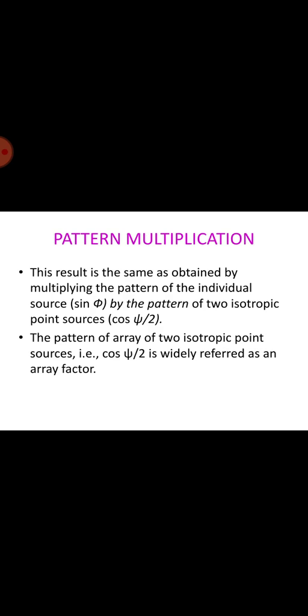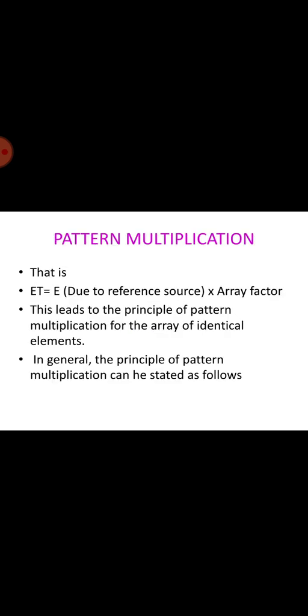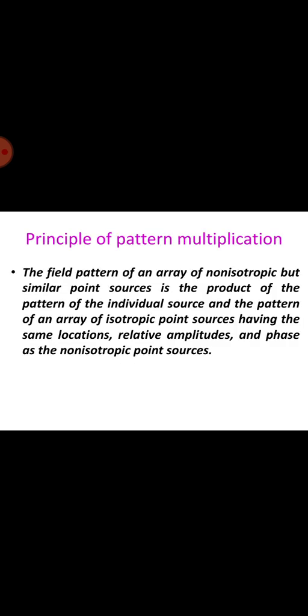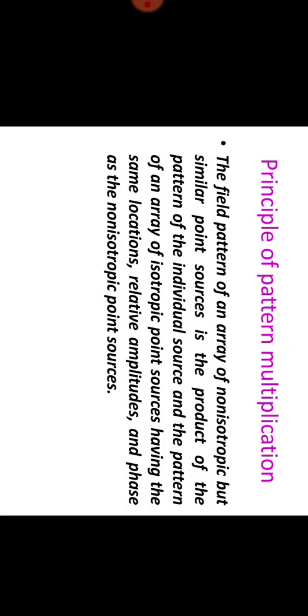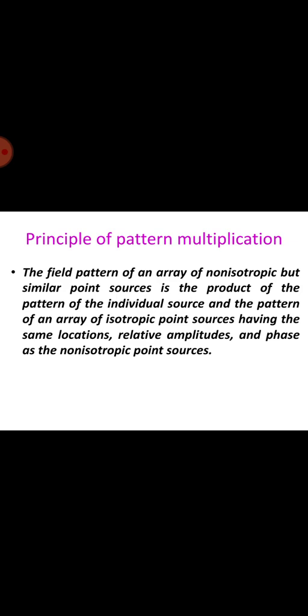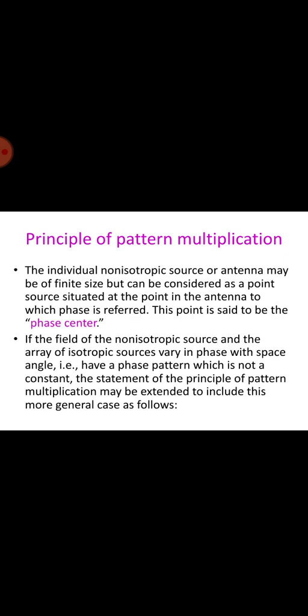So these are the examples illustrating the principle of pattern multiplication, which may be described as follows. Before that, this pattern multiplication Et can be written as E due to reference source into array factor. So this leads to the principle of pattern multiplication for the array of identical elements. In general, the principle of pattern multiplication can be stated as: the field pattern of an array of non-isotropic but similar point sources is the product of the pattern of the individual source and the pattern of an array of isotropic point sources having the same locations, relative amplitudes and phase as the non-isotropic point sources.